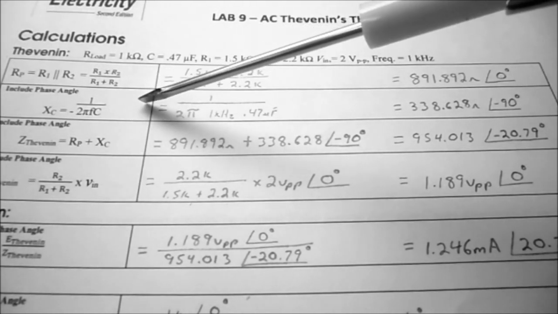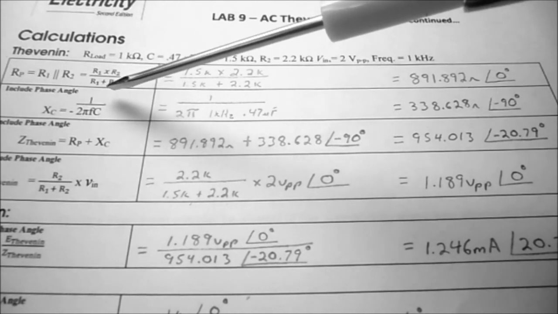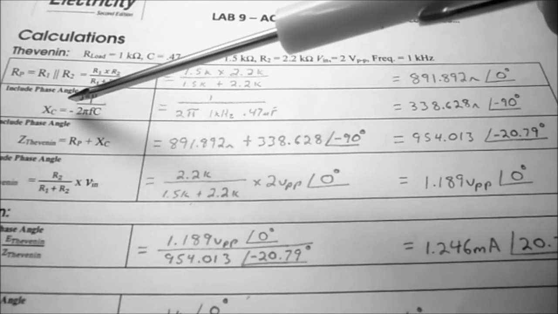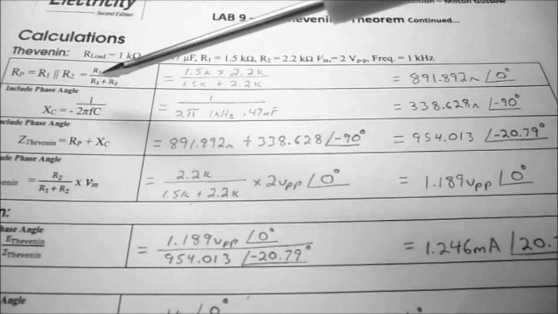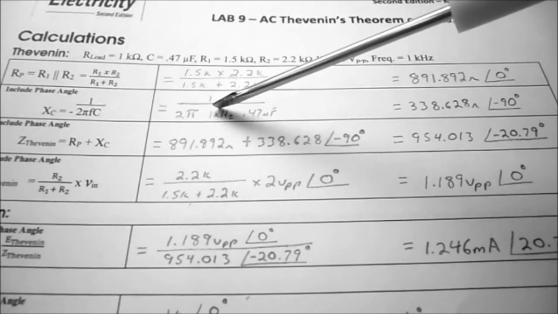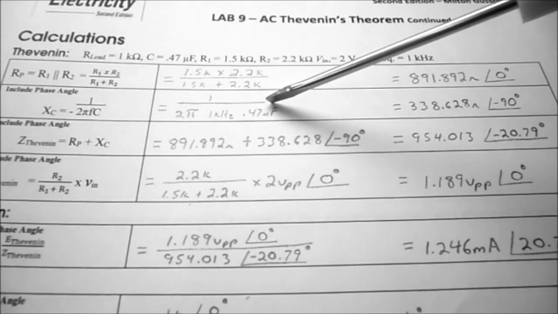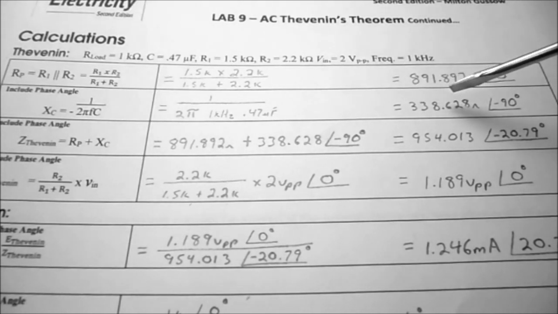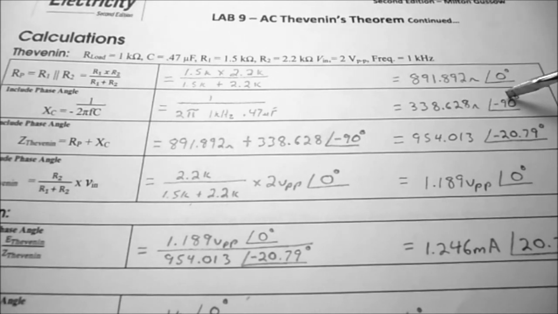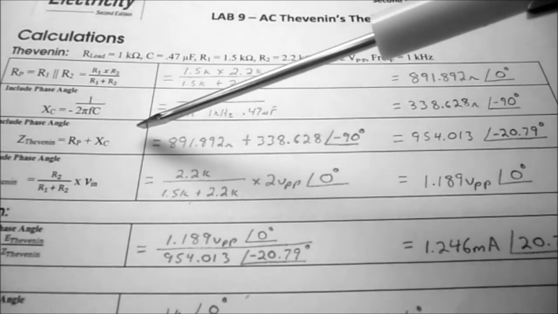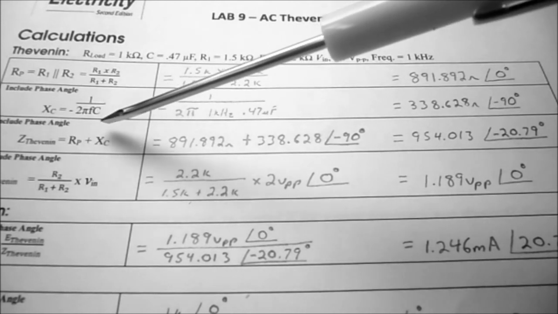Next, I need to know what XC is, and I've given you the formula, 1 over 2 pi FC, and remember there's a minus sign in front of it, which means it acts at minus 90 degrees. So that becomes 1 over 2 pi. Frequency is 1 kilohertz, capacitance is 0.47 microfarads. So that works out to 338.628 ohms at an angle of minus 90 degrees. Now to find Z Thevenin, we're going to add R parallel to XC.